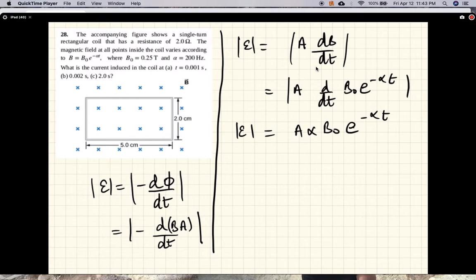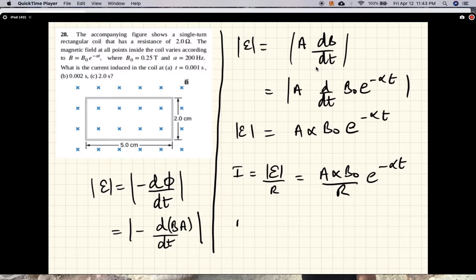And what is it that they want inside the coil? What is the current induced? Okay, so the current is, of course, EMF divided by the resistance, so it's A alpha B naught over R times e to the power of minus alpha t. Now we're ready to calculate the current at various times. I'll first calculate this factor, and then it's just a matter of putting in different times. So let's calculate that factor.